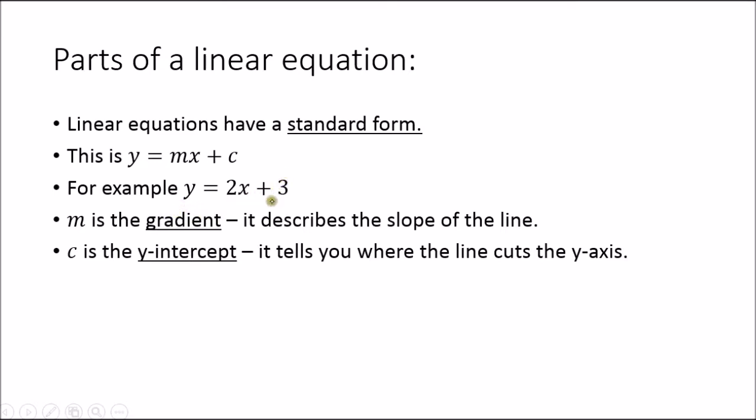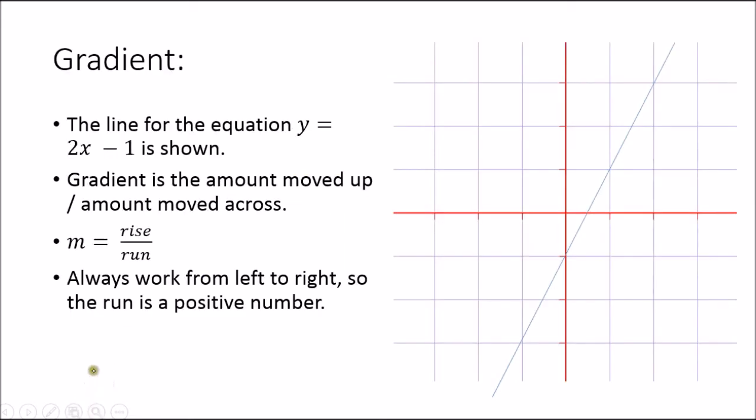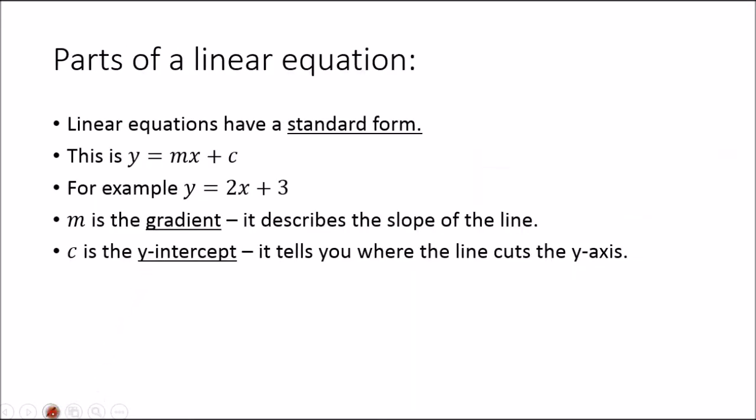c, which in this equation, sorry, skipped a page. c in this equation is the number 3, and that is called the y-intercept. It tells you where the line cuts the y-axis. So those two terms, gradient and y-intercept, we will use a lot of. And look, it's really important that you do get familiar with these, because linear equations and linear graphs is a really important part of maths all the way through. So the sooner you are familiar with them, the better.